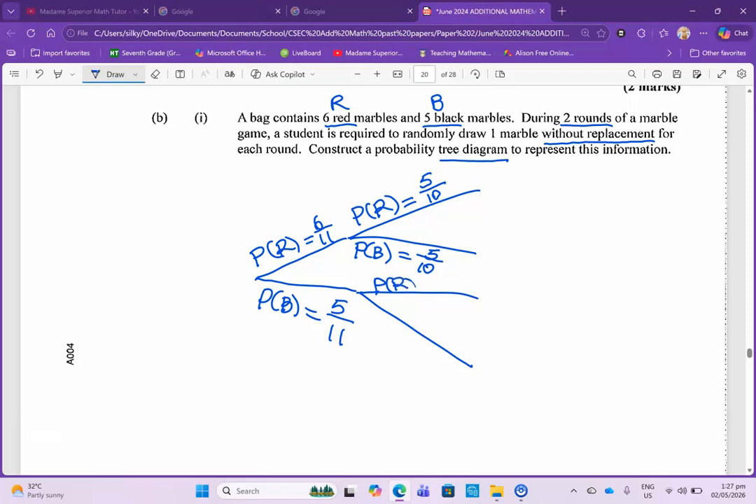Probability of picking a red marble, given that I already picked a black marble, so it's 1 less marble in total, and I still have 6 red marbles because I picked a black one first. So the probability of picking a second black marble, given that I already picked a black marble first, and I'm not replacing it, so the total is 10, and therefore since I already picked a black marble, the probability would be 4/10. So this is our probability tree diagram.